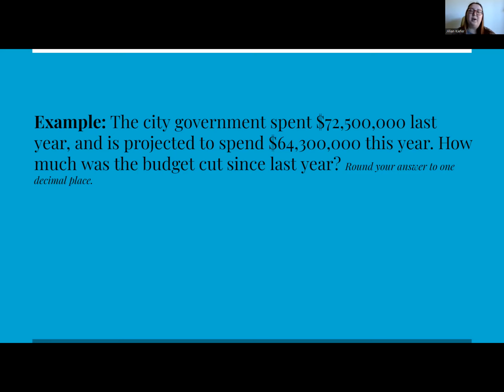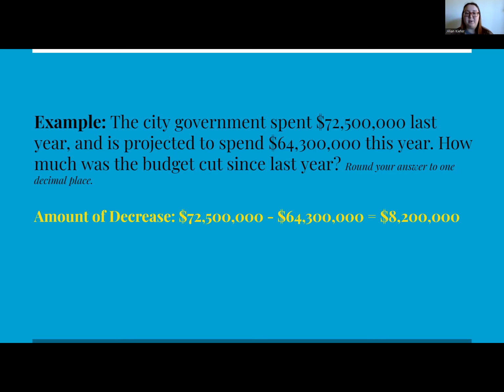And in this case, we are going to answer with a percentage, not the value number, because we just learned how to find percent increase and decrease. So we want to find out how much was actually cut. What was the amount of decrease? So we take our original amount and we subtract the new amount. So 72,500,000 minus 64,300,000 tells us the amount of decrease was 8,200,000. So that's how much our budget decreased.